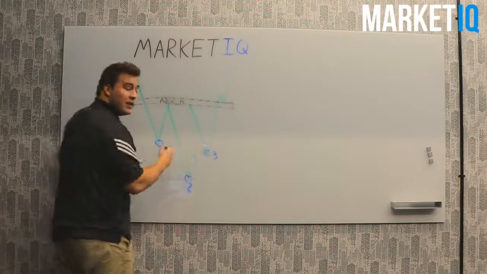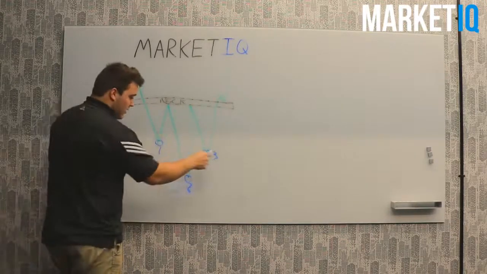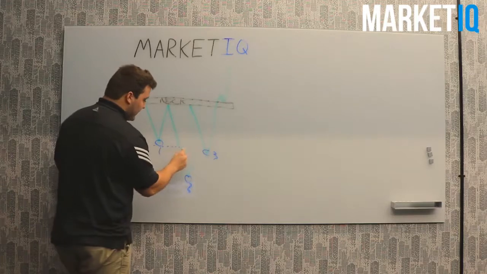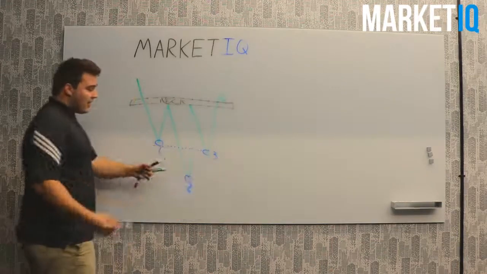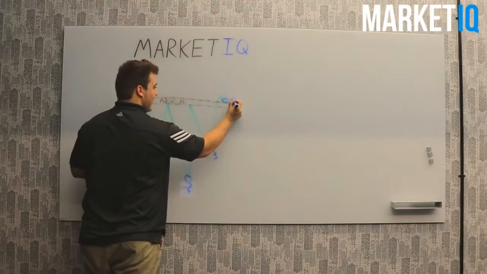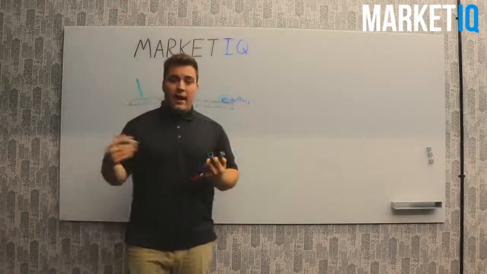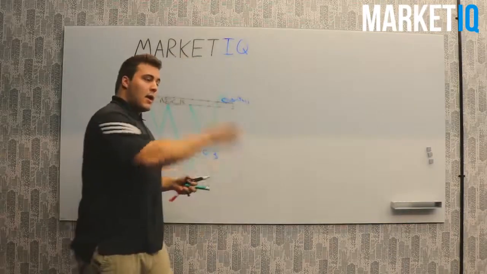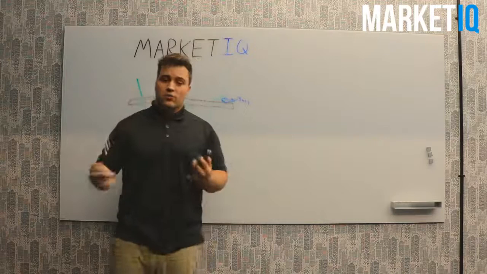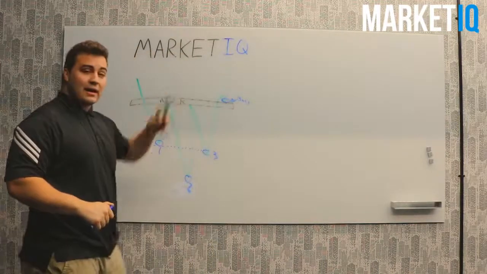Notice your shoulders are equal. On both examples, on an inverted and a normal head and shoulders, your shoulders are relatively equal. Now, it might not always be exact, but they'll be relatively equal. Once it breaks the neckline, we have our body. So you have to remember, head and shoulders from an uptrend is sent into a downtrend. An inverse is sent from a downtrend back into an uptrend.